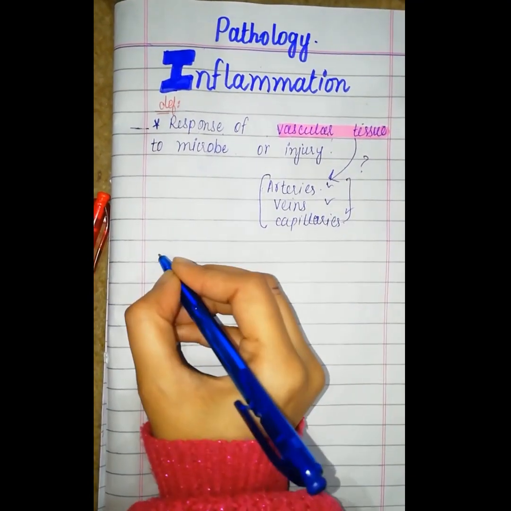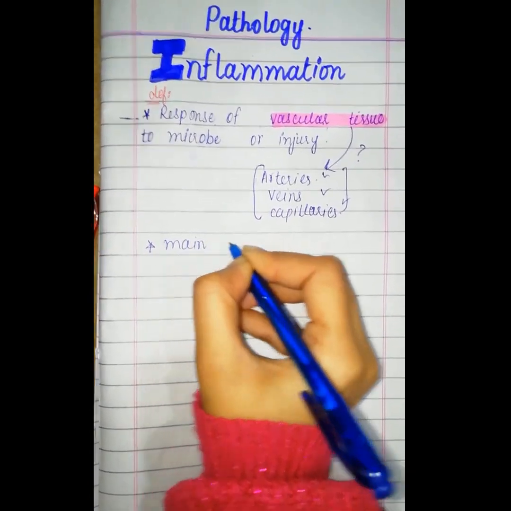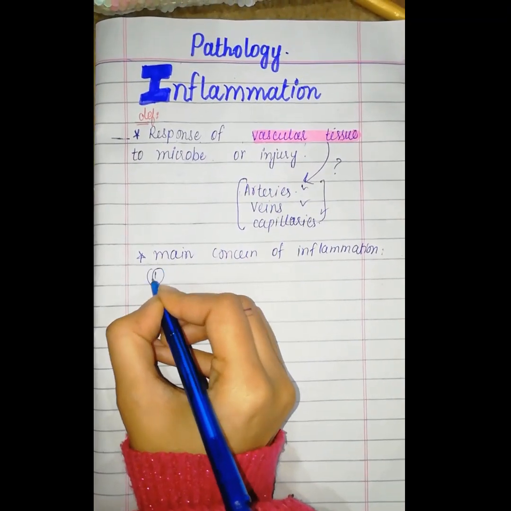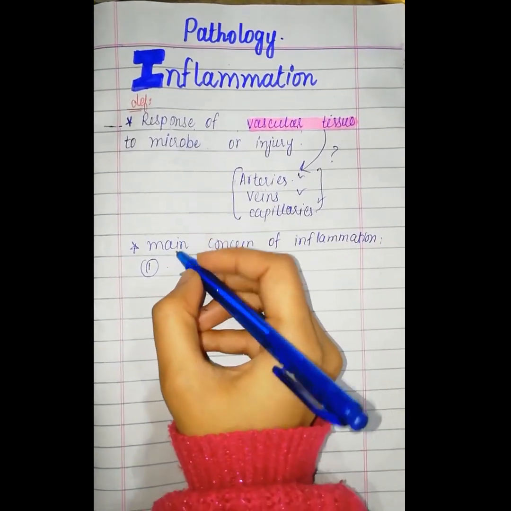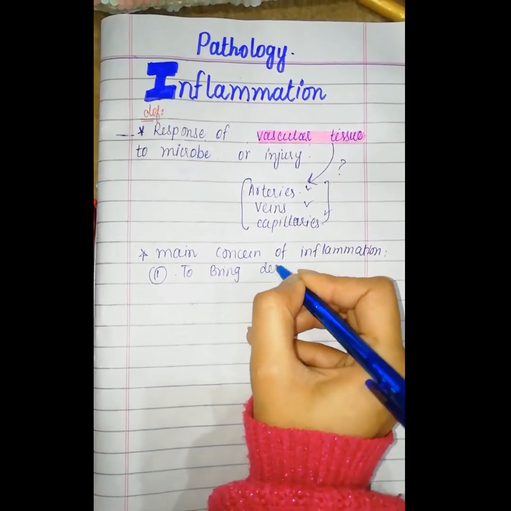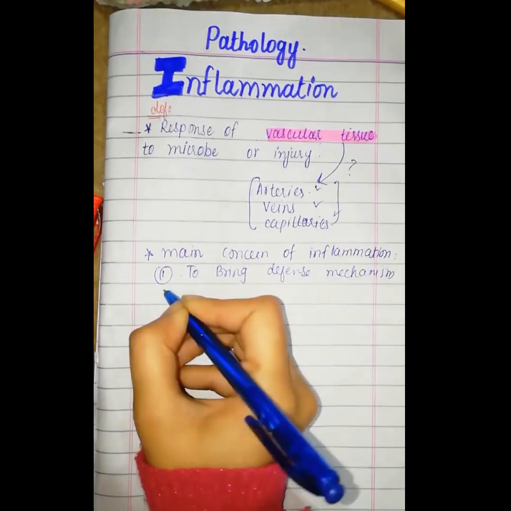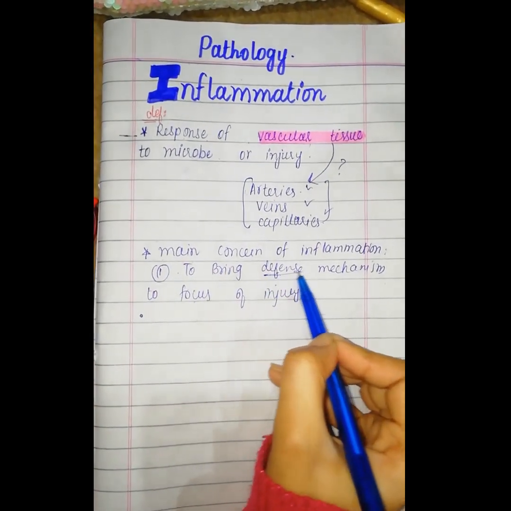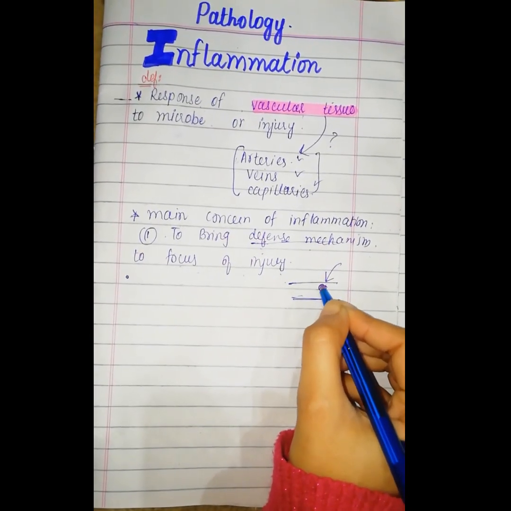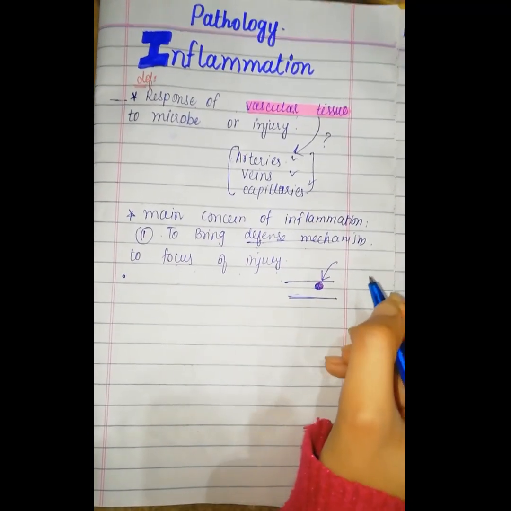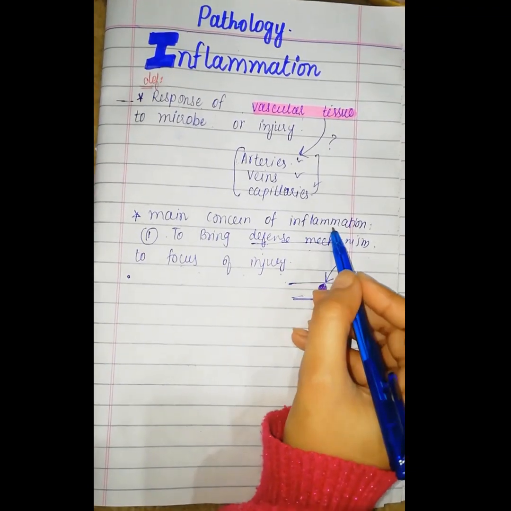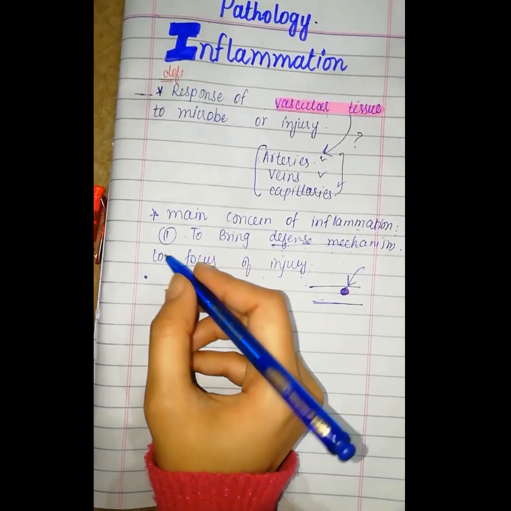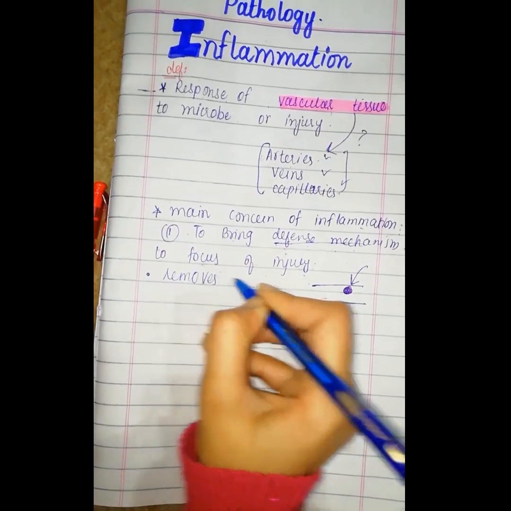What is the main concern of inflammation? The main concern of inflammation is to bring the defense mechanism to the focus of injury. For example, if this is a vascular tissue and this part gets injured, the first mechanism that will occur in this vascular tissue will be inflammation. And what does inflammation do? It brings defense mechanism to the focus of injury. It removes the injured area.